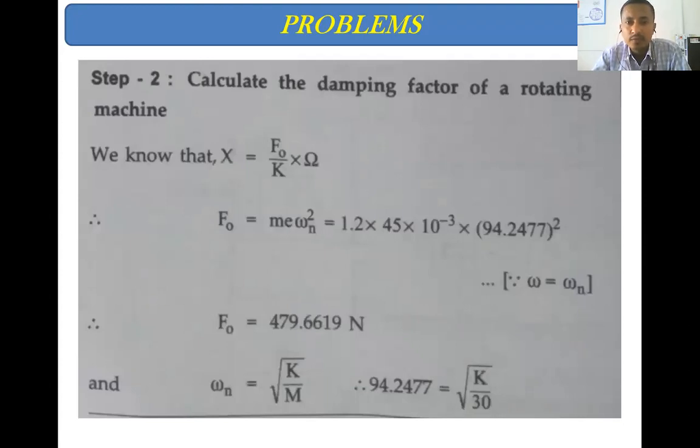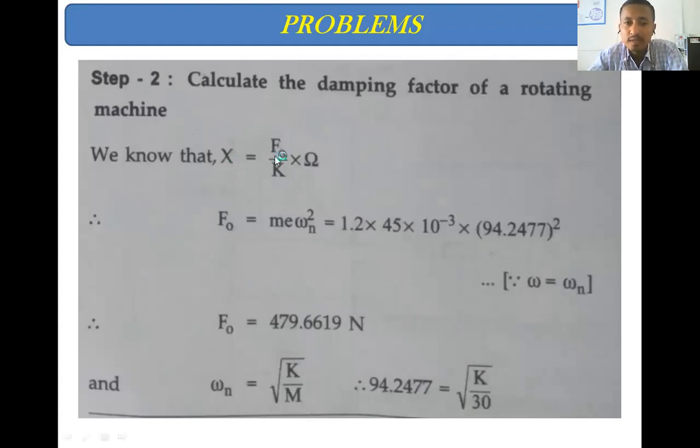So next is damping factor. Calculate the damping factor for the rotating machine. I have covered these formulas in theory lectures, all the formulas. For the damping factor, we know that X is equal to F naught by k into omega. X means it is amplitude.